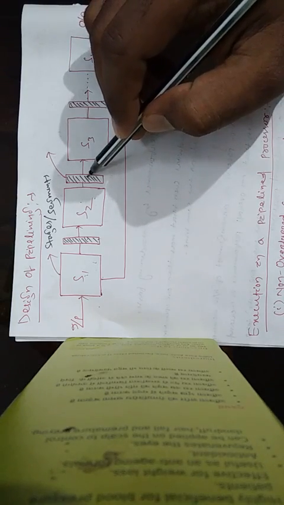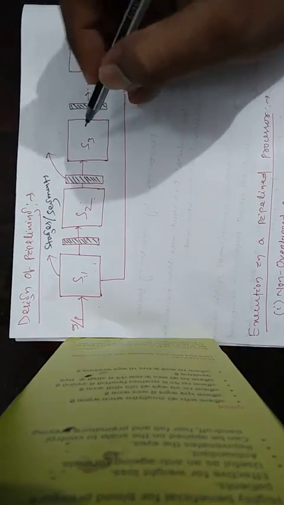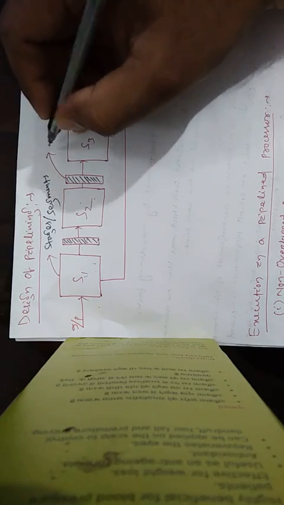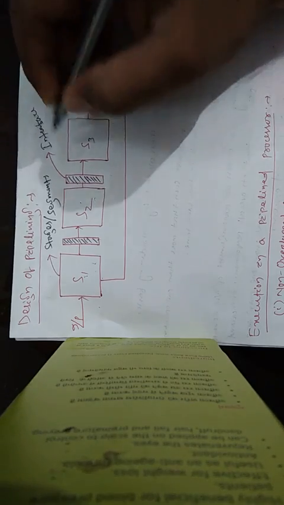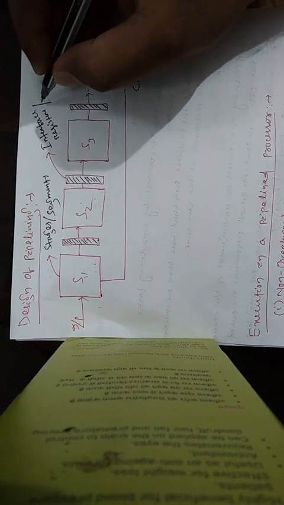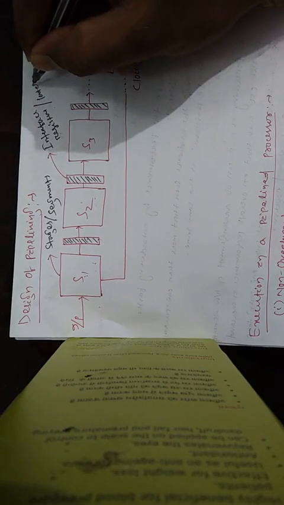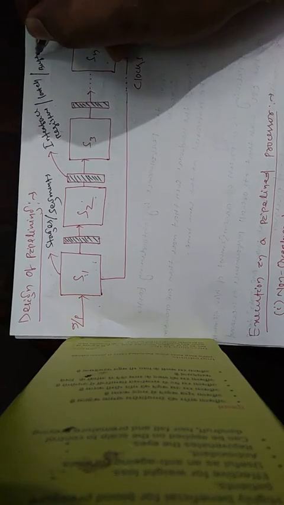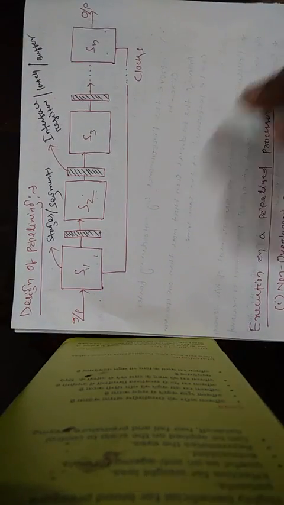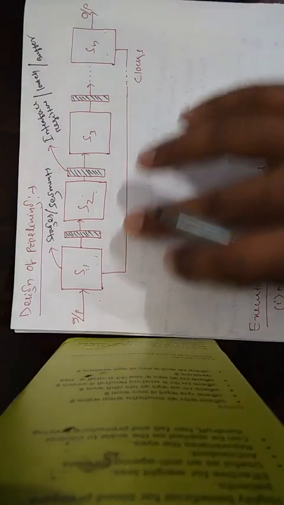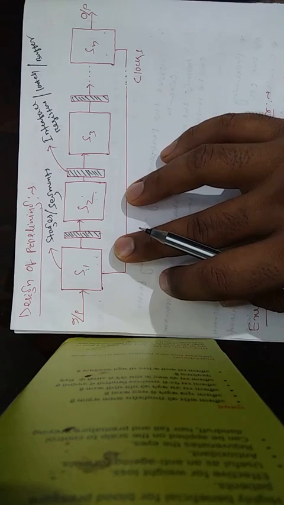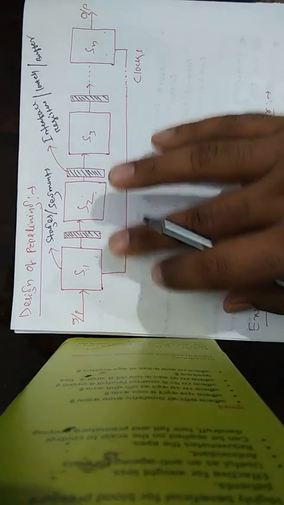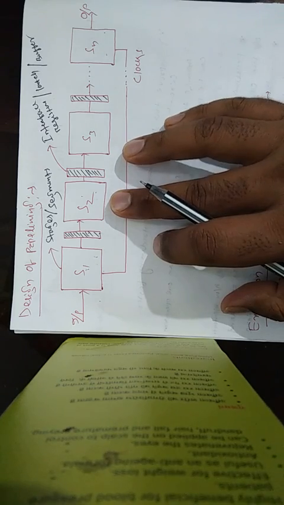Interface register, which is used to hold the intermediate output between two stages. These are also called latch or buffer. This is called interface registers, or you can say latch, or you can say buffer. So there are a number of registers, and there is a latch or interface register between two stages.